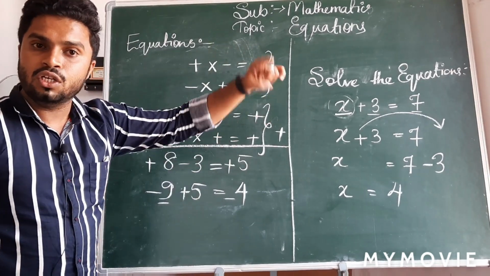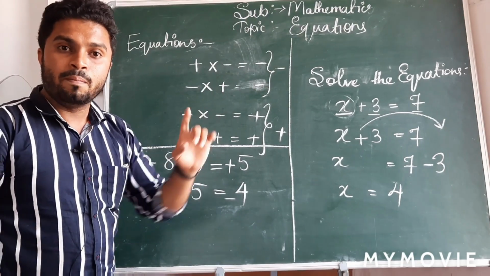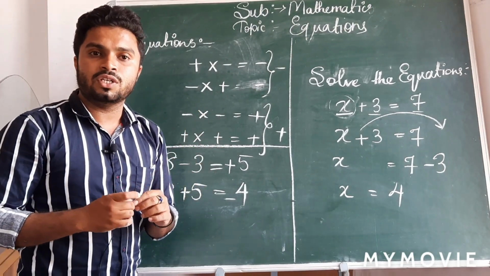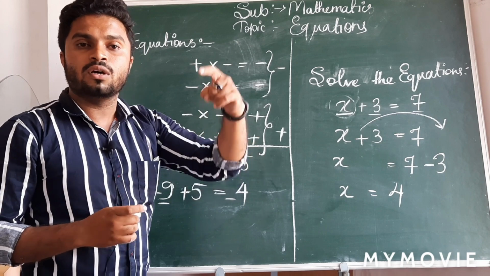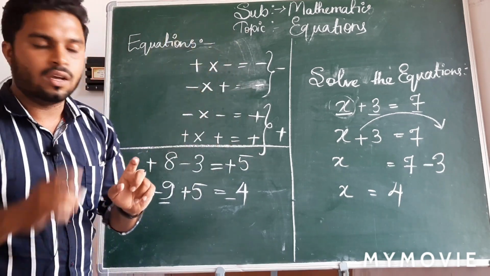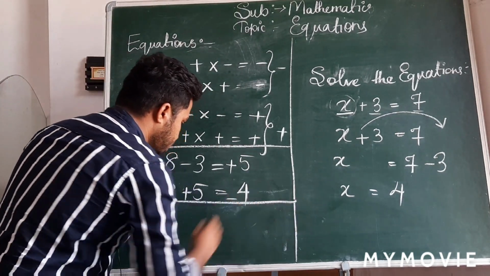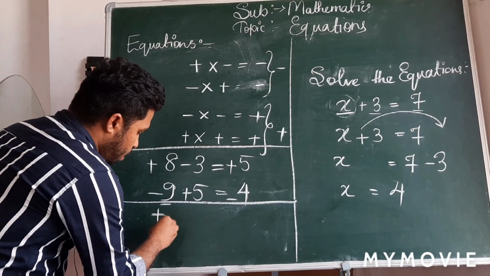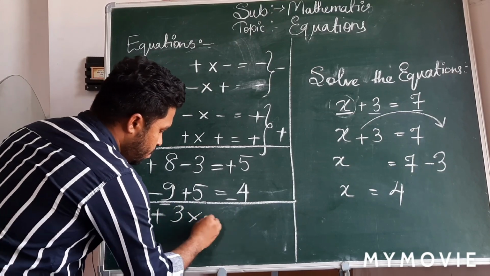That is in addition and subtraction. But while doing multiplication and division, we are supposed to do the direct thing. For example, I will show you. See here, plus 3 into minus 2.